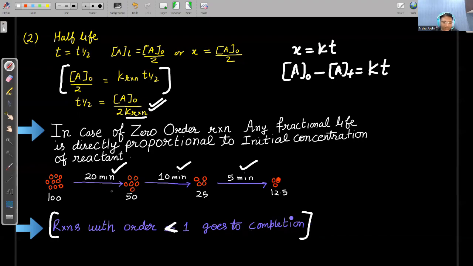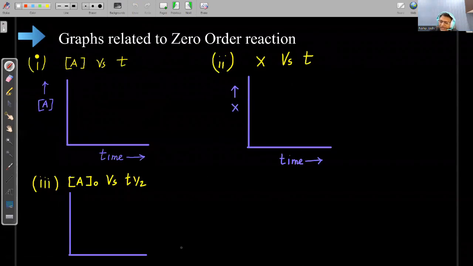बट यहाँ जीरो ऑर्डर में देख लो, अगर इंटीग्रेटेड रेट लॉ इक्वेशन ये है और a naught की वैल्यू 0 है, तो उस टाइम को हम फुल टाइम कहेंगे. तो फुल टाइम की वैल्यू क्या आ गई, a t की वैल्यू 0, कि पूरा कंज्यूम हो गया, तो t full की वैल्यू हो गई a naught upon k reaction. तो ऐसी रिएक्शन जिसमें ऑर्डर की वैल्यू 1 से कम होती है वो सारी कंप्लीट होती है, दिस गोज टू कंप्लीशन. और ऐसी रिएक्शन जिसमें ऑर्डर की वैल्यू 1 या 1 से ज्यादा होती है, दे नेवर गोज टू कंप्लीशन. सो फॉर जीरो ऑर्डर रिएक्शन अभी तक हमने जो पढ़ा उससे रिलेटेड कुछ ग्राफ्स हैं.